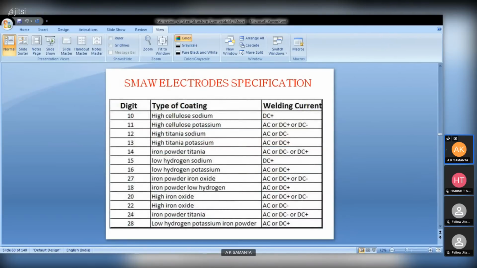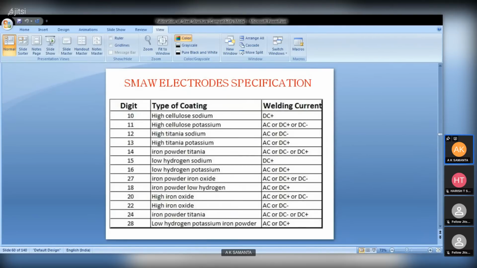Now what are the types of coating? You can see that they are telling that if the indication, as I have told, is 6012, then 12 will indicate the flux of the electrode is high titanium sodium, and it can be applied with both AC and DC current. So that is the meaning of the number.